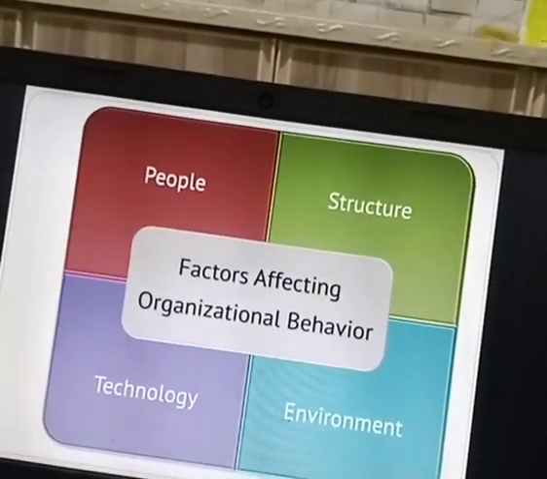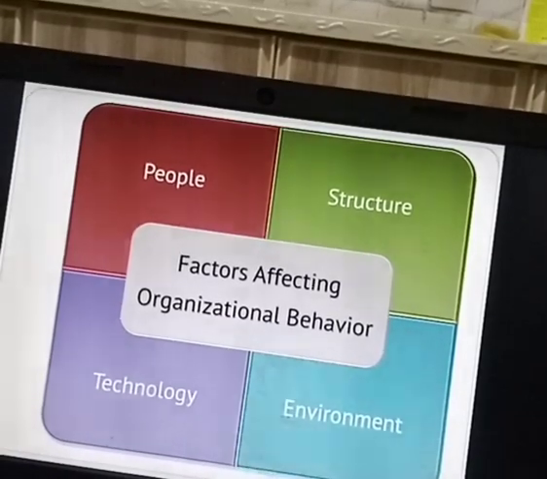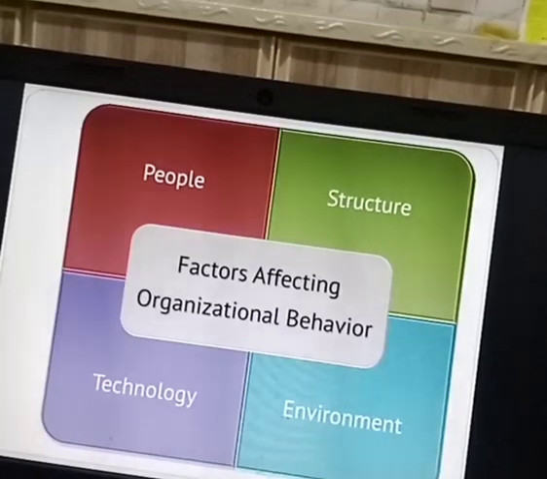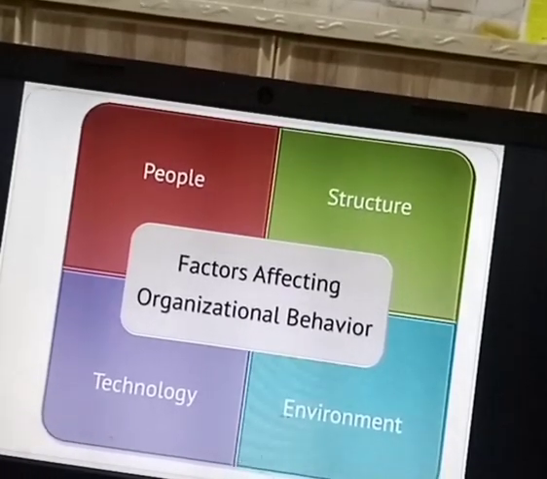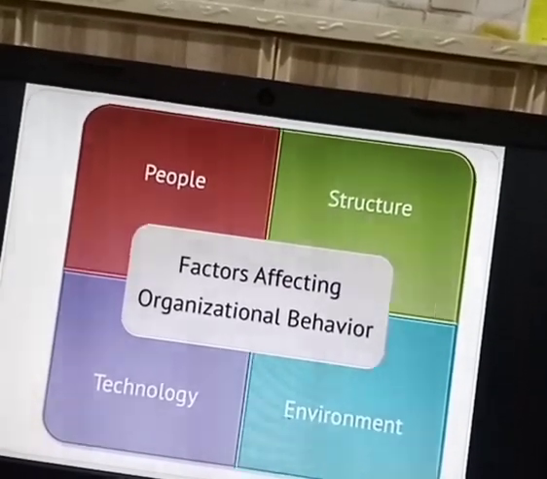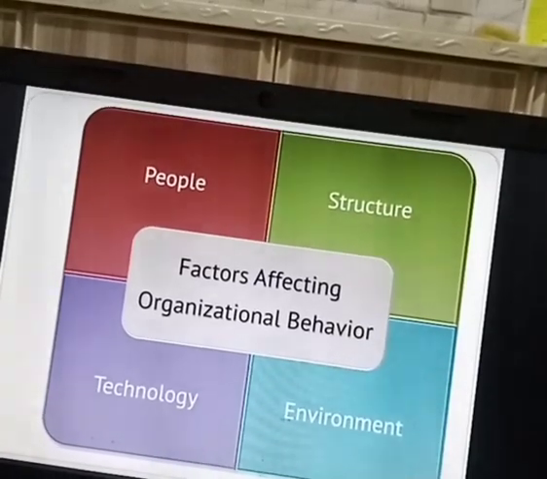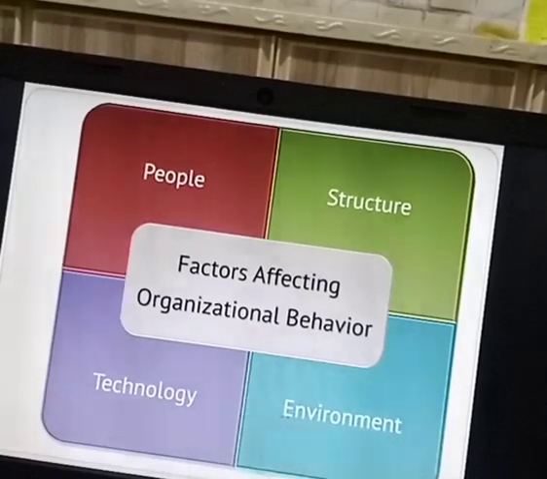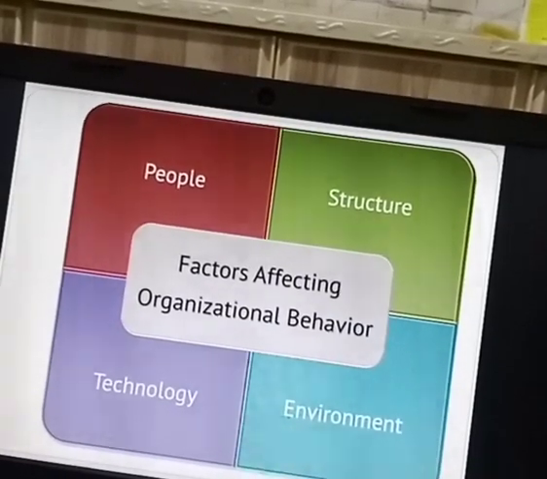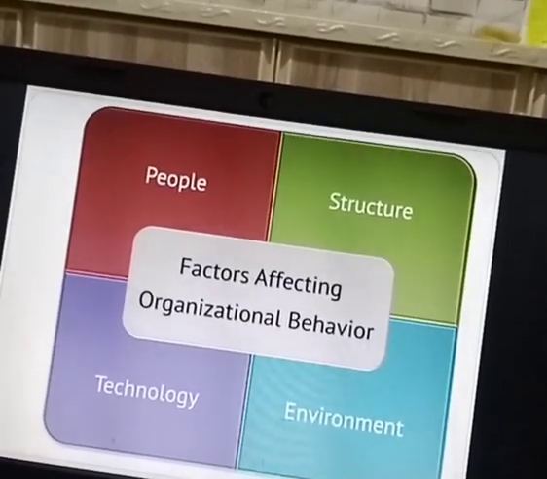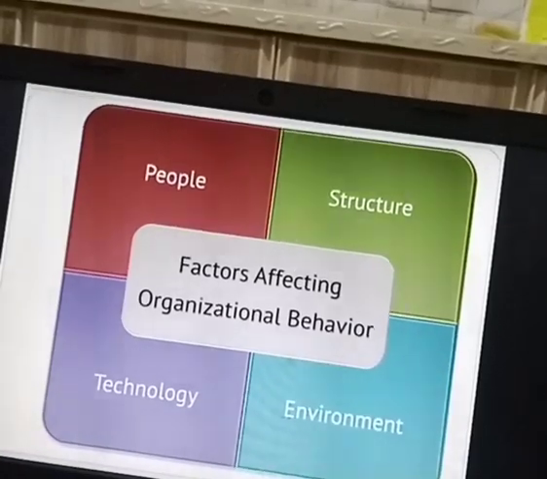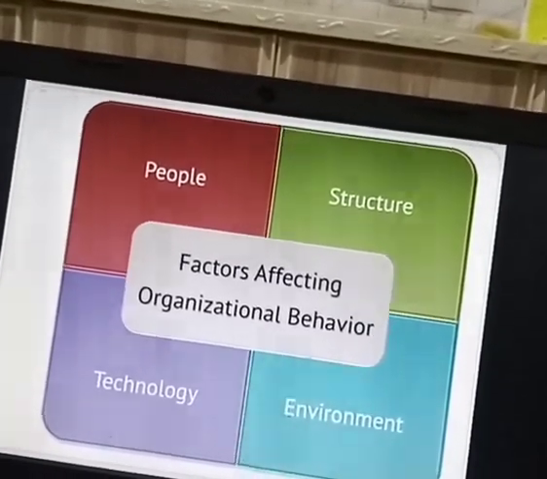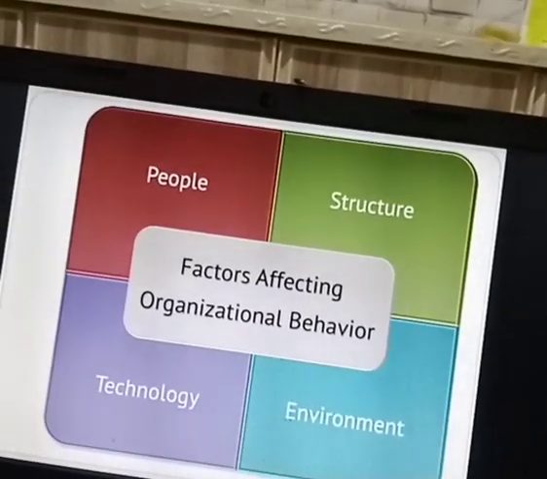Factors affecting organizational behavior. There are four factors that affect organizational behavior. Number one is people, number two is structure, number three is technology, and number four is environment. These are related to all the levels. We cannot say that the people factor is just related to the micro level because individuals interact with each other. No, people, structure, technology, and environment are all related with each other, and all these factors are applicable on all the levels of organizational behavior.